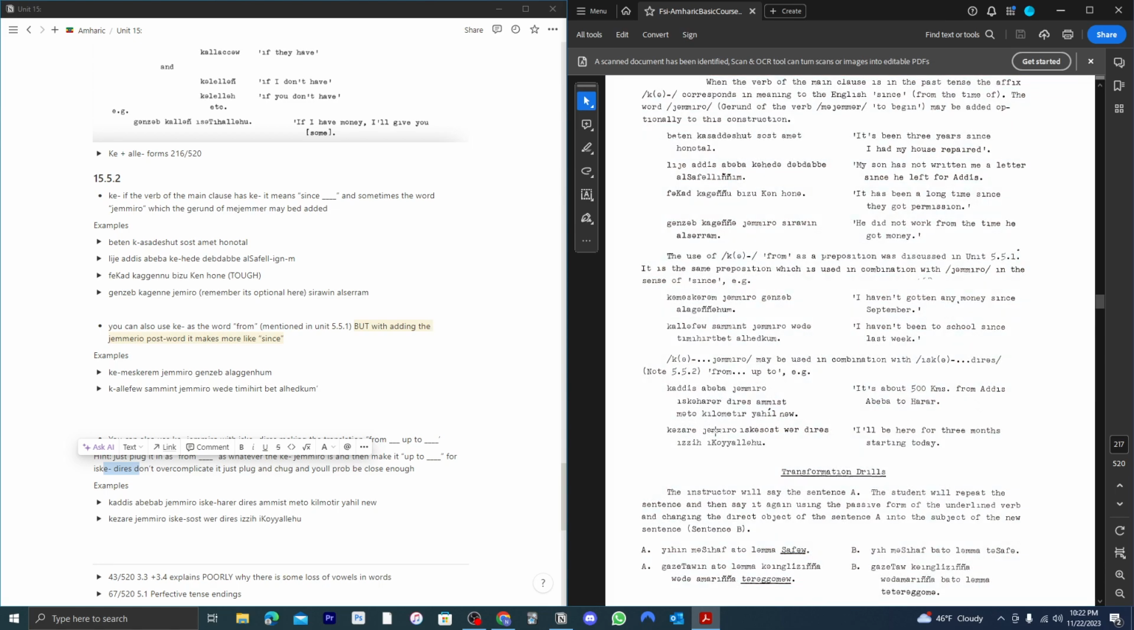Kazari Gemero, from today. Iski Sostword Deres, so up to 3 months. And I'll just interpret that as from now. Izia Goyallo. So from today up to 3 months from now, I will wait here. I'll be here for 3 months starting today. So that's kind of my explanation for everything. Hopefully that makes sense.